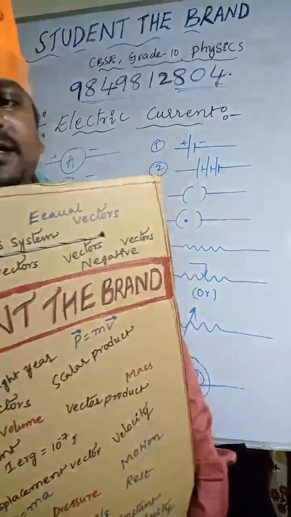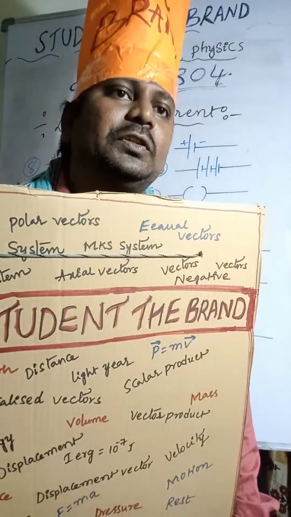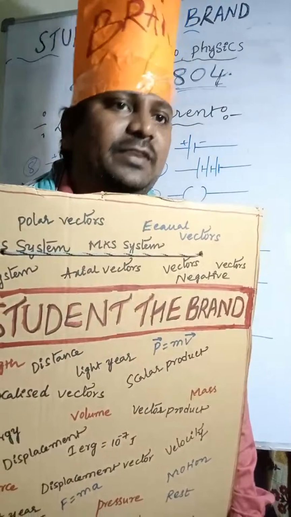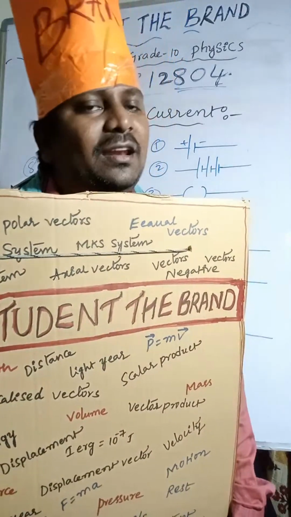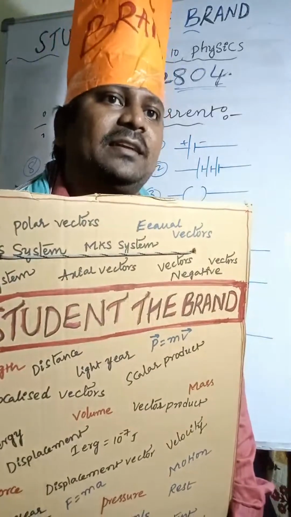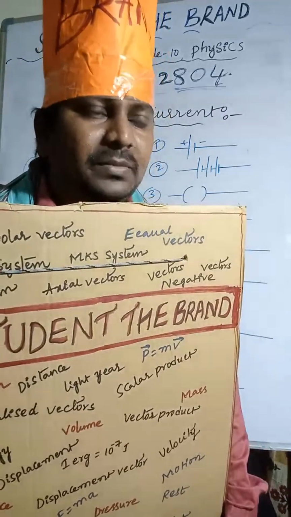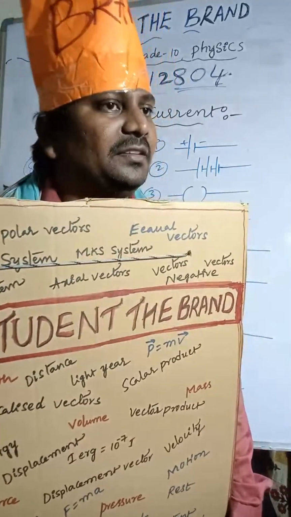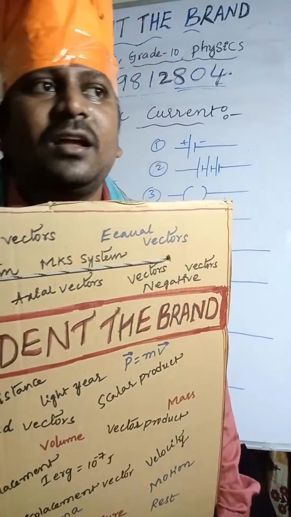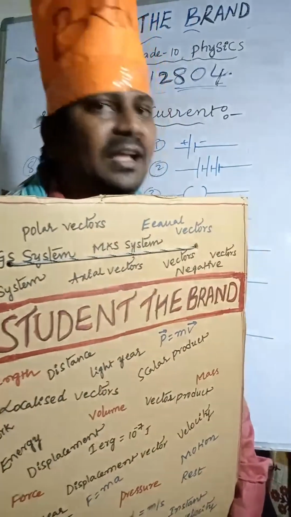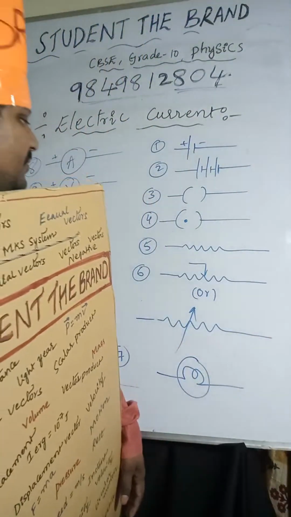Coming to the voltmeter. Voltmeter is a device which is used to measure the potential difference. So voltmeter will be connected in parallel combination. Once again, ammeter is used to measure the electric current and is connected in series combination. Voltmeter is connected in parallel combination and is used to measure the potential difference. Okay, so next one. That's enough.